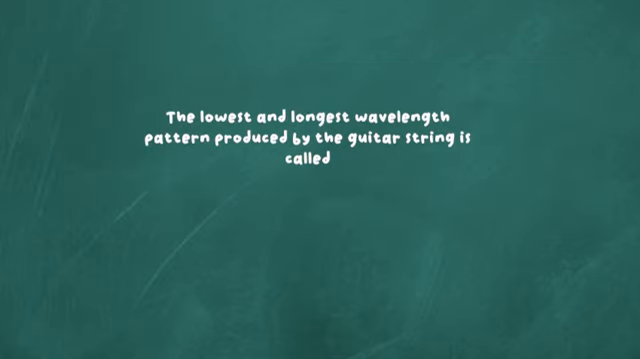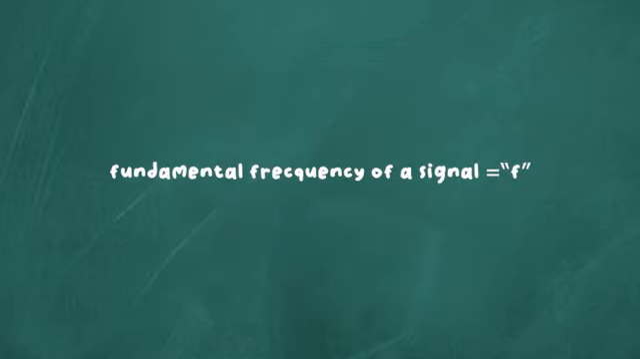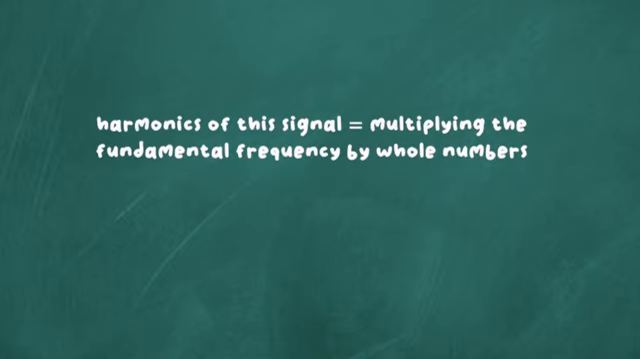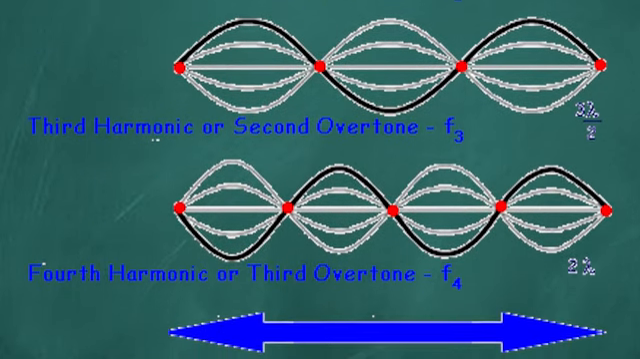The lowest and longest wavelength pattern produced by the guitar string is called the fundamental frequency, or the first harmonic. It only has one antinode between the nodes at the ends of the string. Let's say the fundamental frequency of a signal is represented by F. The harmonics of the signal are obtained by multiplying the fundamental frequency by whole numbers. So the second harmonic would have a frequency of 2F, the third would have a frequency of 3F, and so on.